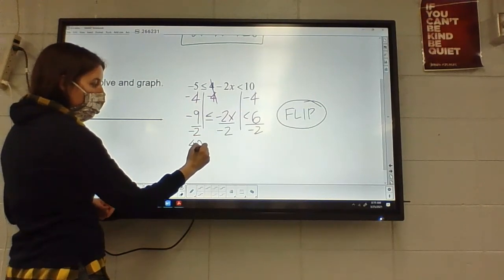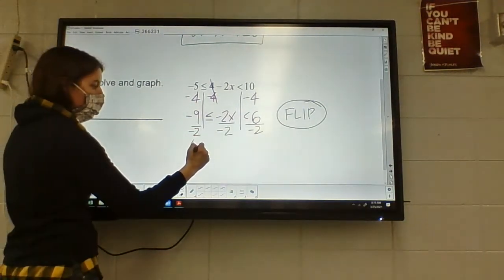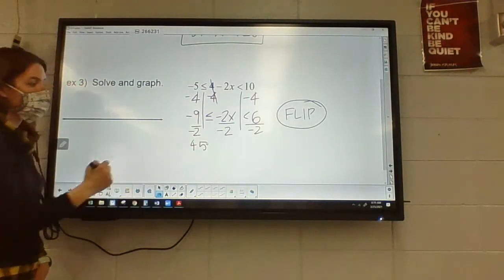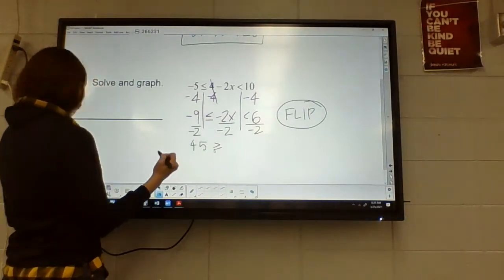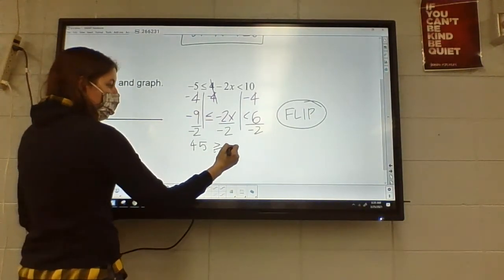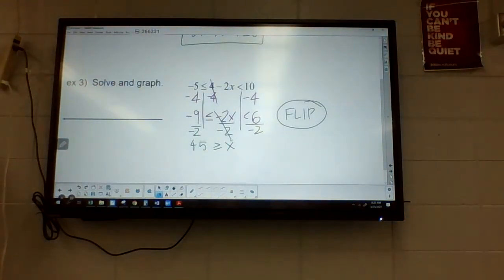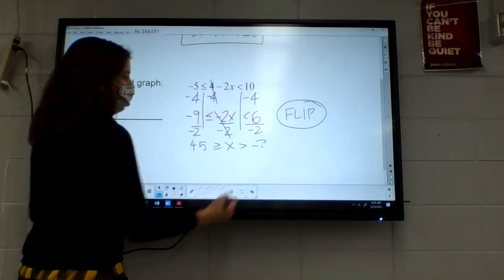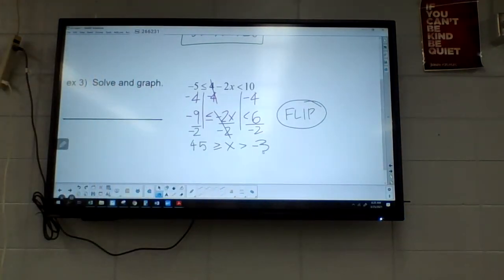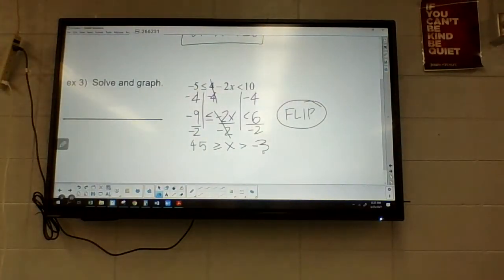But this needs to flip. And it's a positive 4.5 because they're both negative. So this is going to flip. And then we flip that other one. So you actually flip them both, because you divide by -2 across the whole way.